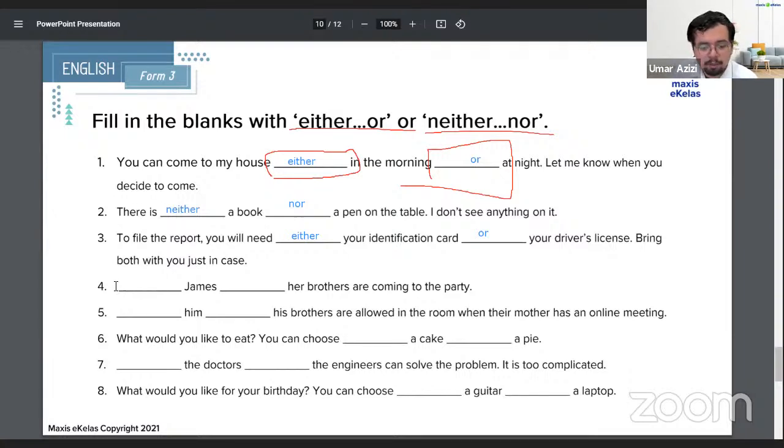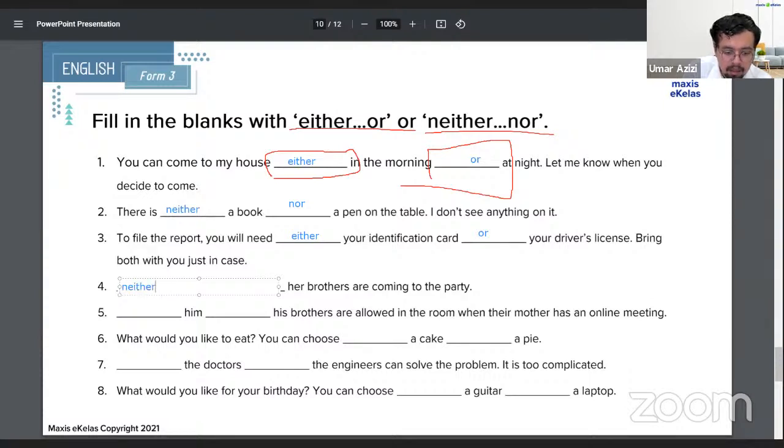Number 4, space James, space her brothers are coming to the party. Which one is it? Is it either James or her brothers, or is it neither James nor her brothers are coming to the party? Question number 4. Neither nor, given to us by Damiao. Ooh, that was fast. Blazing fast.